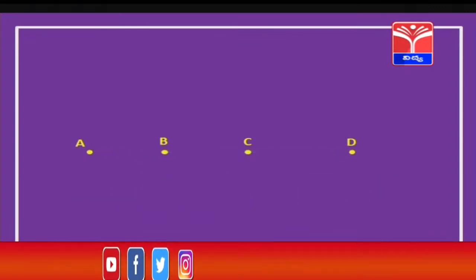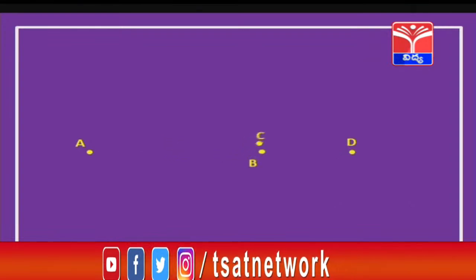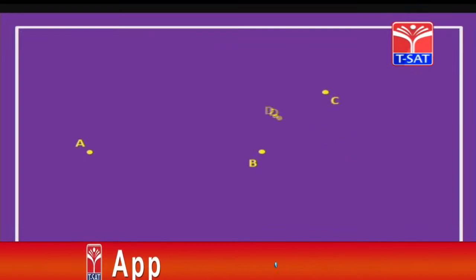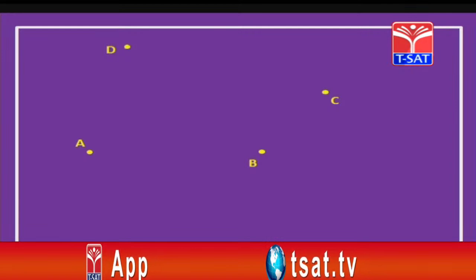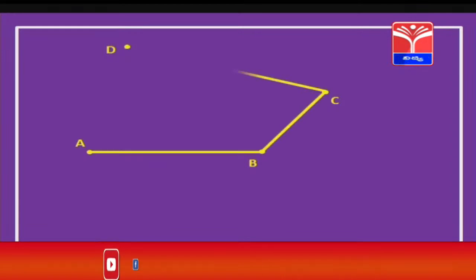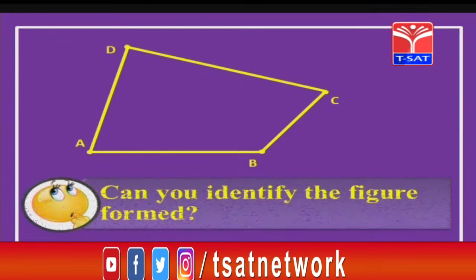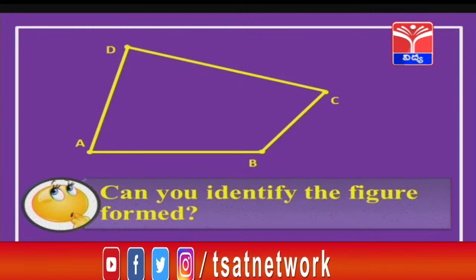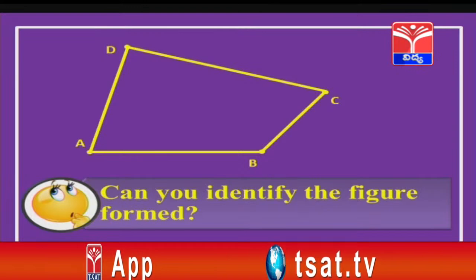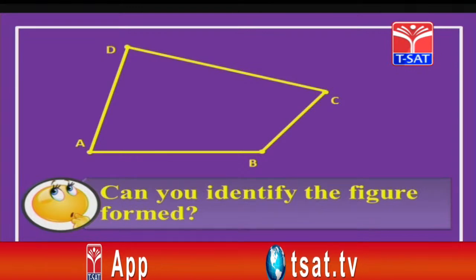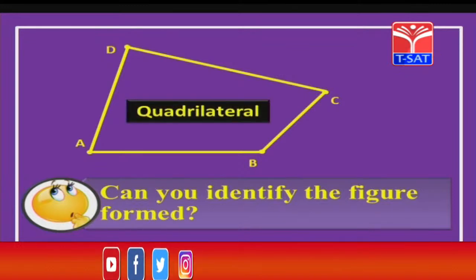Now, children, let us consider these points are not collinear. That means they are not on the same straight line, right children? Now, let us join all these points once again, children. Yes. Now, what do you notice here, and can you identify the figure formed here? Yes, here you got a figure which is formed by joining 4 points. It is a simple closed figure with 4 sides. It is called a quadrilateral.